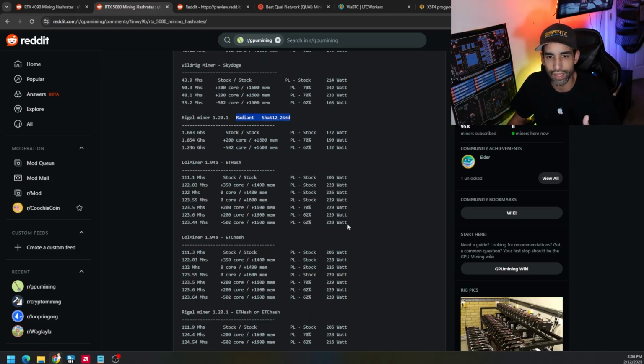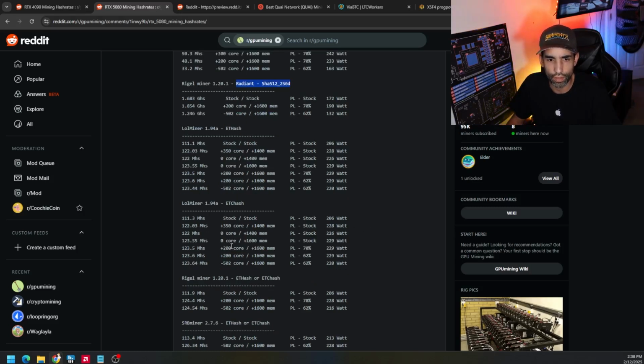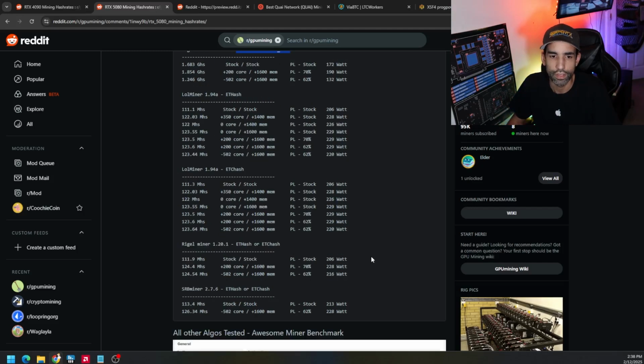I did test out ETH hash, so that's Ethereum proof of work, or ETC hash. They're basically the same, and it looks like the best one I could get is about 229 watts, 123.5 mega hash, somewhere in that area. So similar to a 4090 in that regard, maybe a little bit under in some algorithms. So 126 to 123 mega hash on ETC or ETH hash, around 228 to 230 watts.